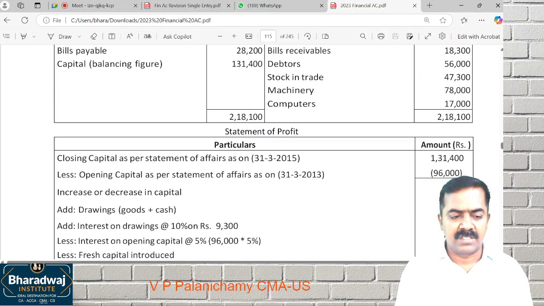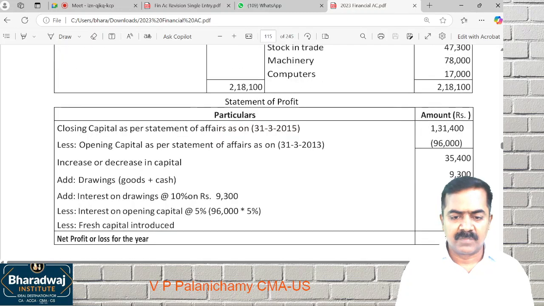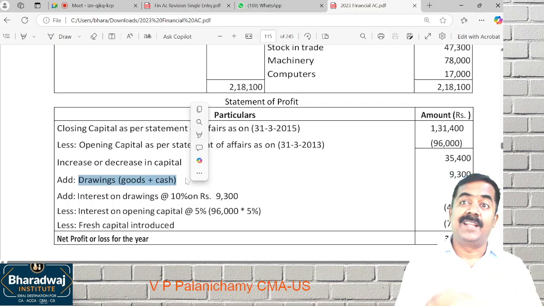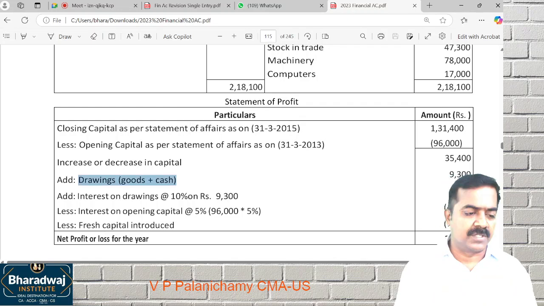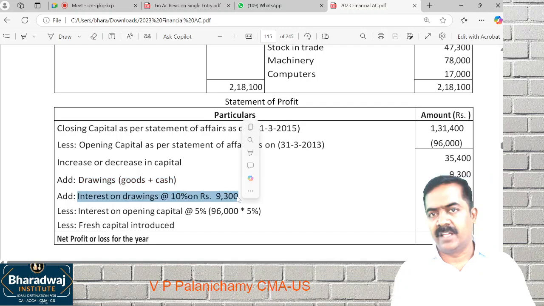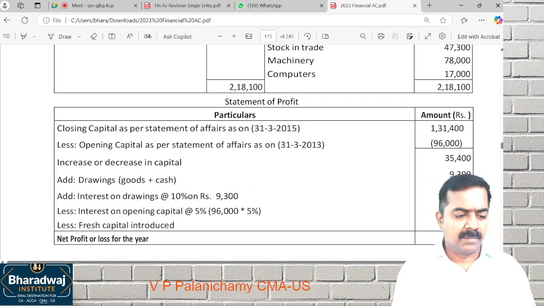Then we work out the statement of profit. Closing capital minus opening capital. Then if there are drawings, add back drawings. It can be goods, cash, personal expenses paid, all those things. Add back interest on drawings because it is an income, minus interest on opening capital, minus additional capital will give us net profit for the year.